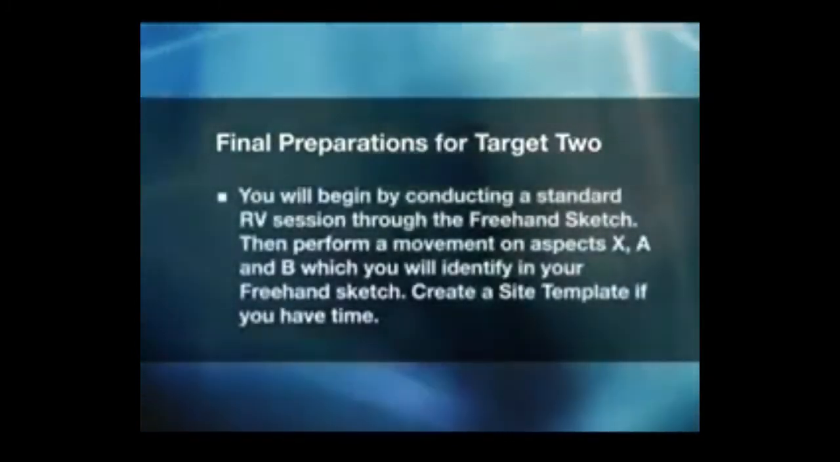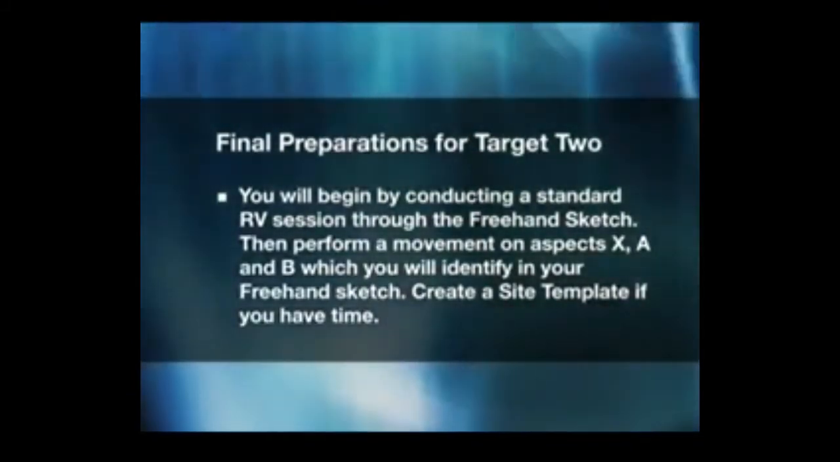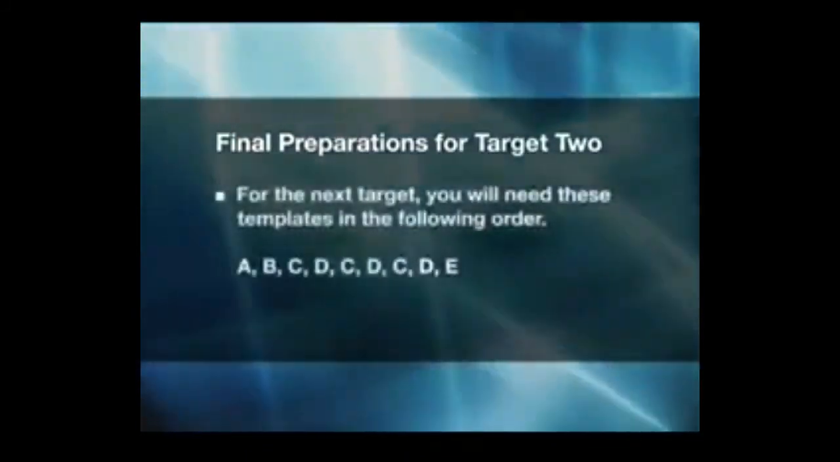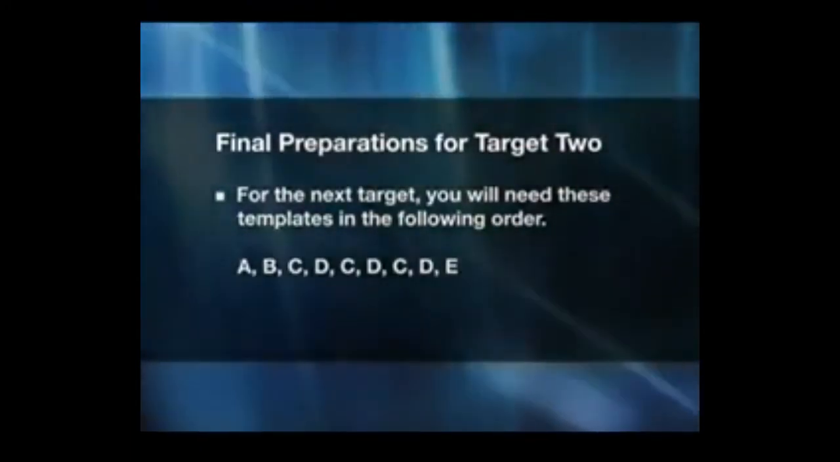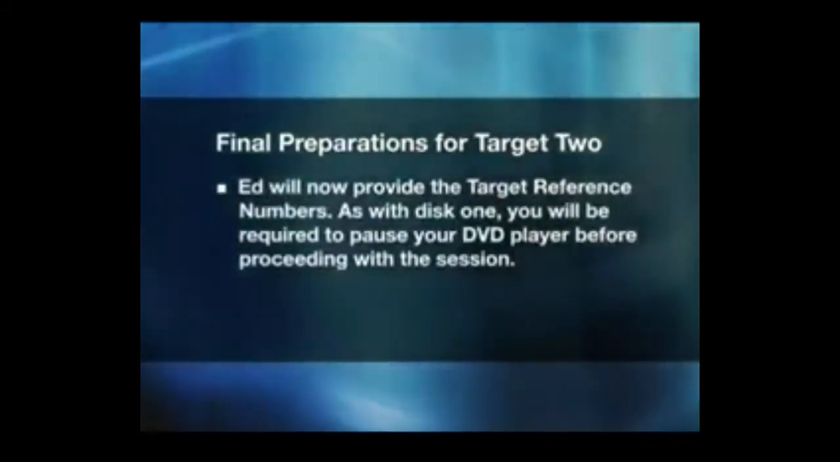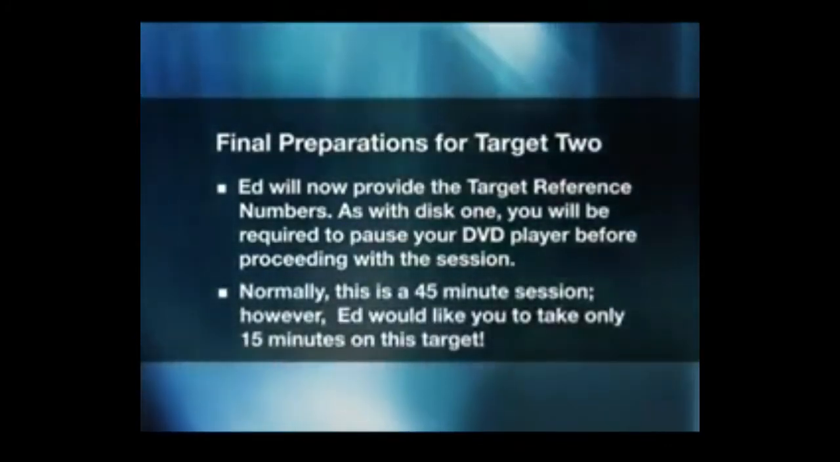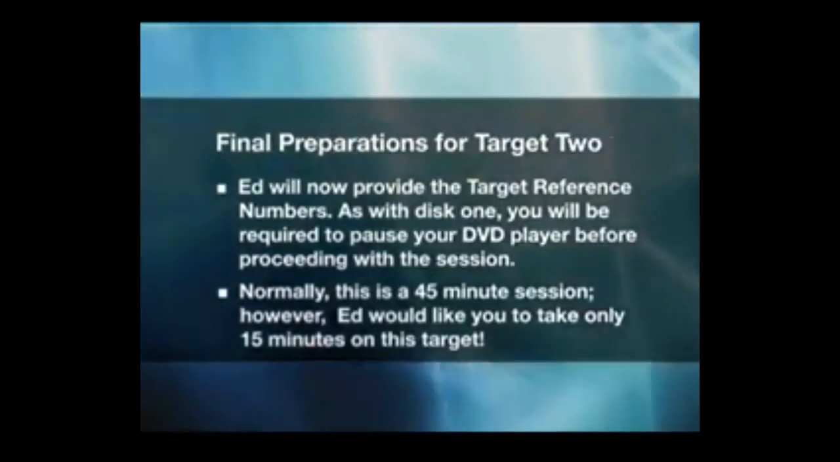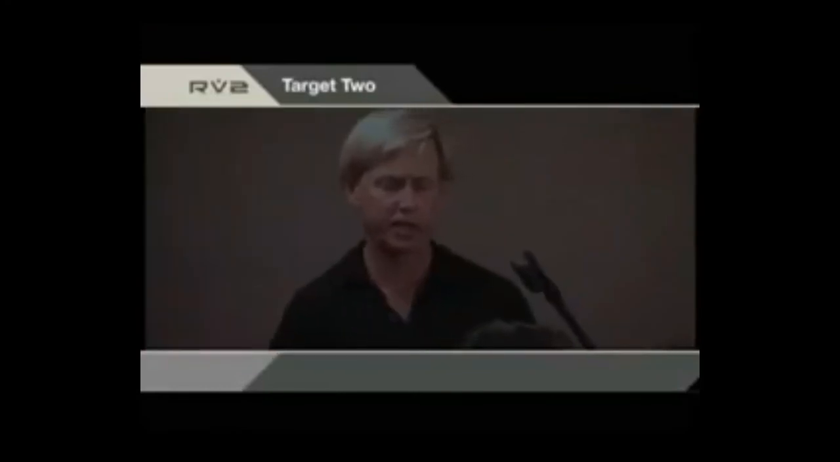This target requires that you have templates A, B, 3 sets of templates C and D, along with template E. The order of your templates should be A, B, C, D, C, D, C, D, E. In just a few moments, you will see Ed Dames provide the target reference numbers for Target 4. At that time, you must pause your DVD player while the target reference numbers are displayed on the screen and immediately begin your session. This is about a 15-minute session, so just move through it as fast as you can. Now, here we go.